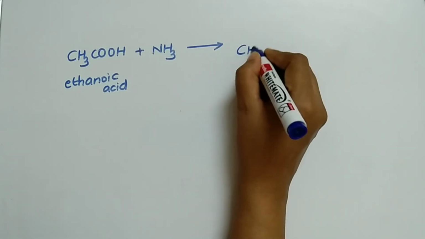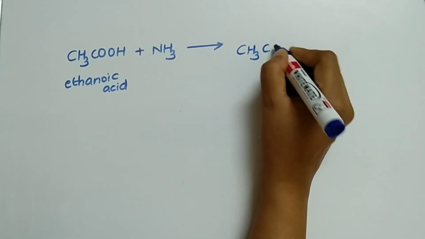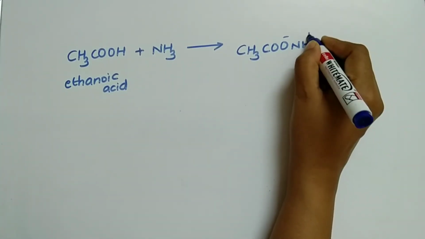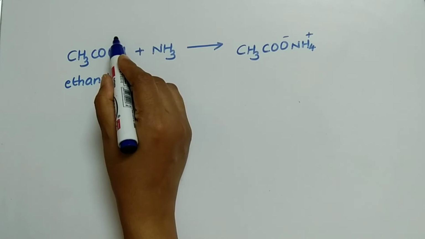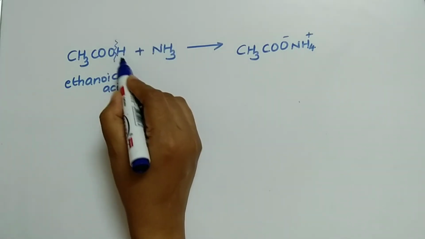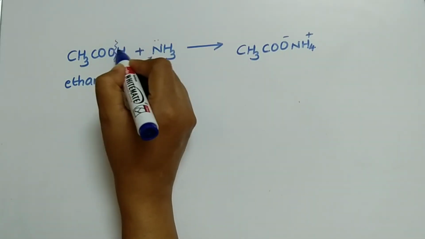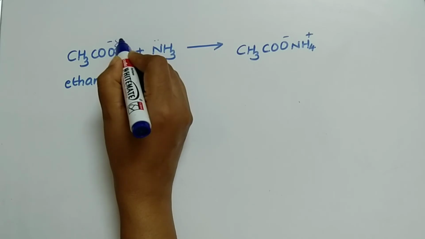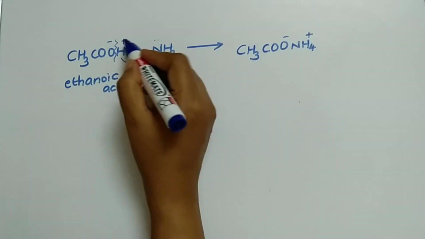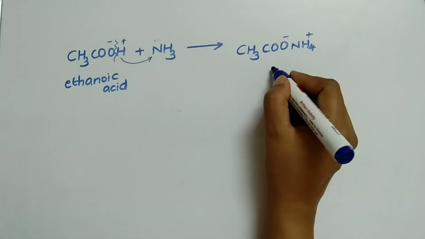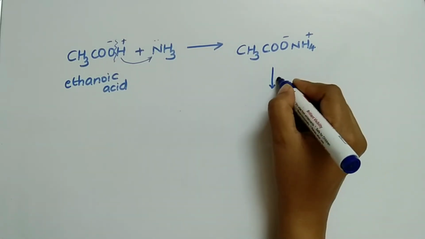What will happen is, it will combine and form CH3COO minus and NH4 plus. The oxygen to hydrogen bond breaks, and the hydrogen will be taken by the nitrogen's lone pair. Because oxygen takes up the electrons from this bond, it becomes negative. Hydrogen, having a positive sign, attaches with the nitrogen. From here, it is heated.